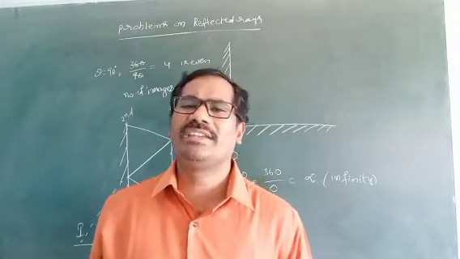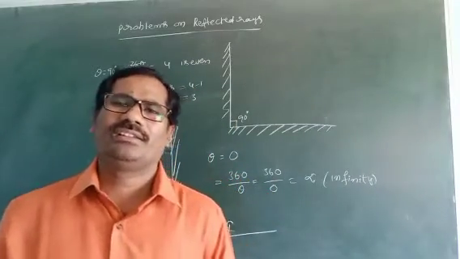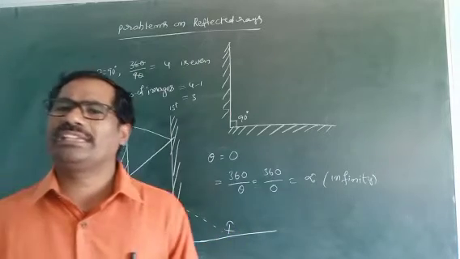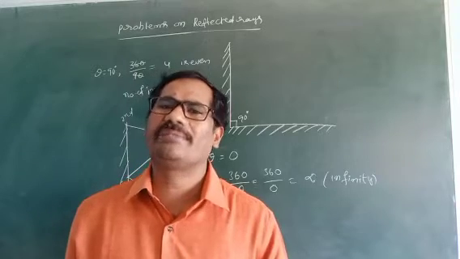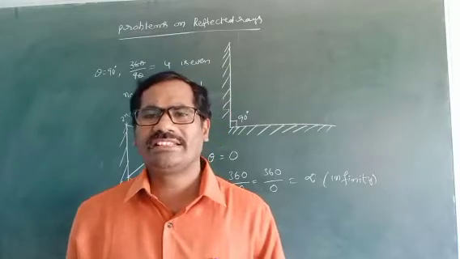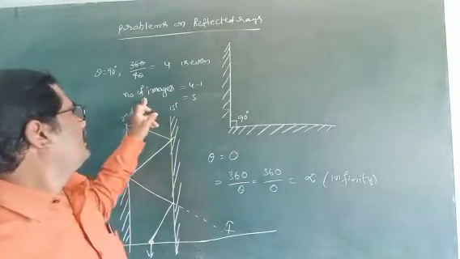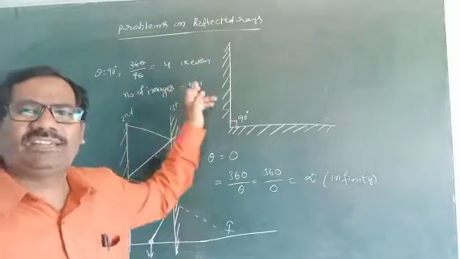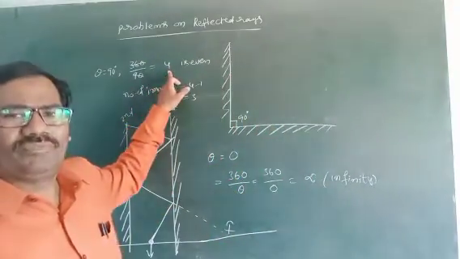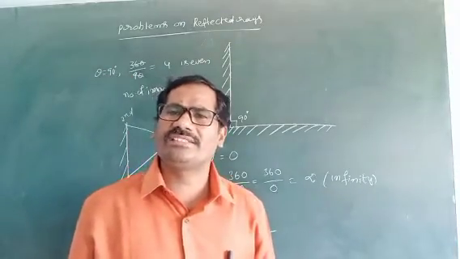When the two mirrors are parallel to each other and the object is inserted between them, how many images are formed? Infinity images. In the case of two mirrors arranged perpendicular to each other, how many images are formed? 360 by theta, with theta equal to 90 degrees, is 4, which is an even number, so 3 images are formed.